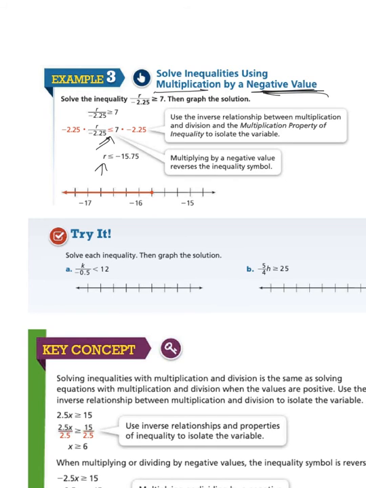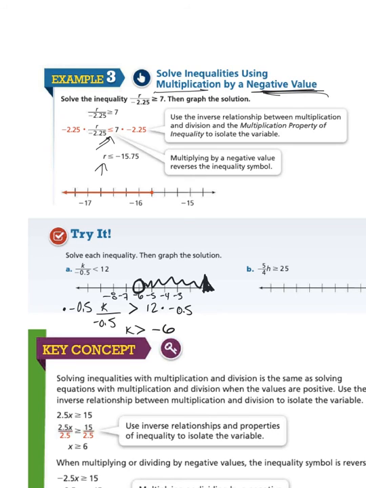So go ahead and try A and B. Did you come up with k is greater than negative 6? That's right. Now graph an open circle on negative 6 and the numbers to the right because the k is on the greater than side.